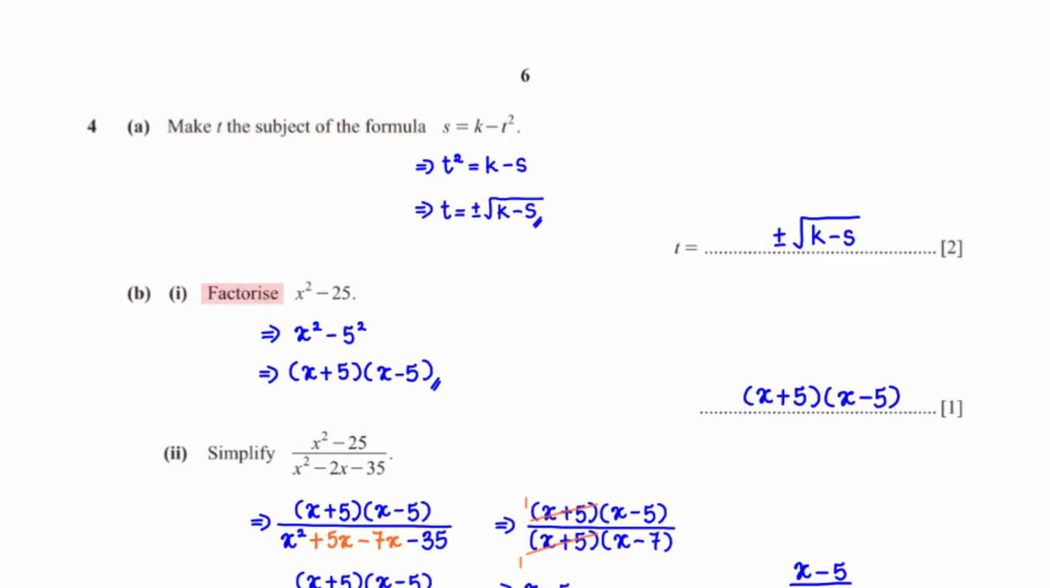Factorize x squared minus 25. 25 can be written as 5 squared. By applying the factorization for the difference of two squares, this can be written as x plus 5 times x minus 5.